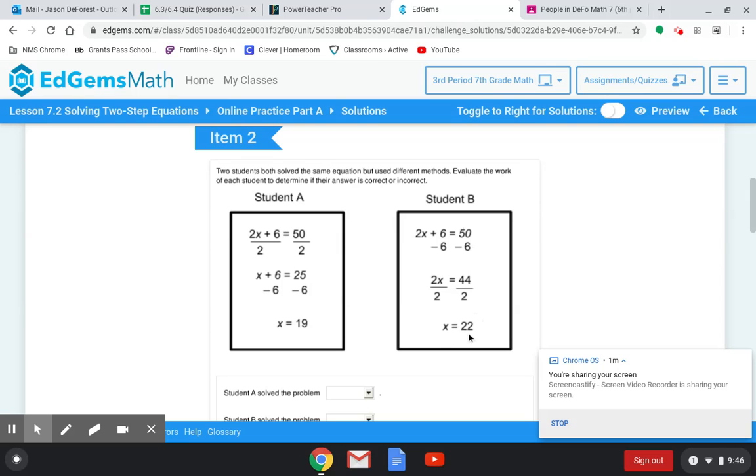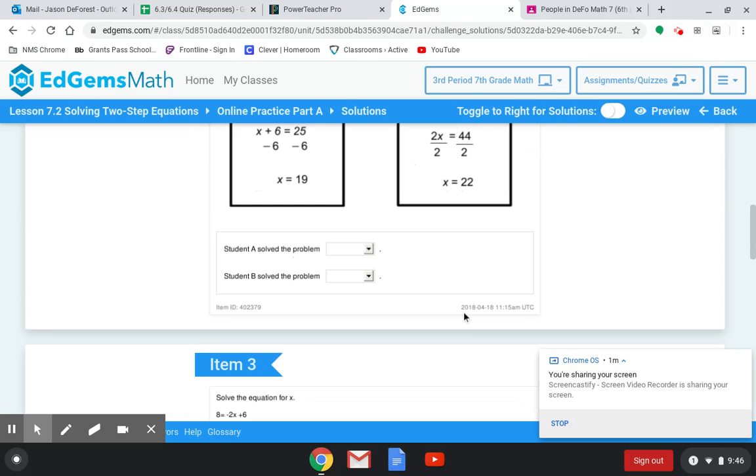It says the answer is 22. Does that make sense? Well, let's check. 2 times 22 is 44, plus 6 is 50. So yeah, that answer makes sense for item number 2.